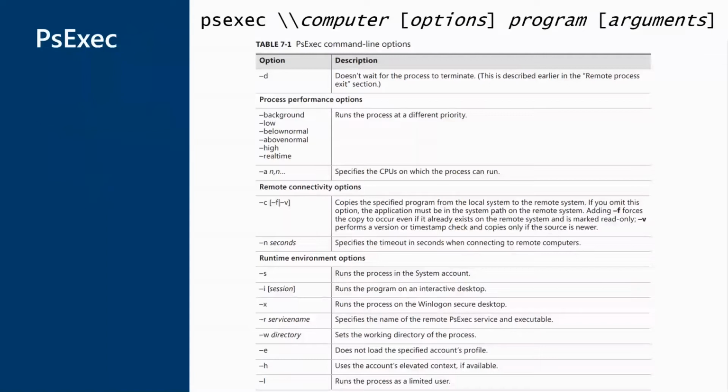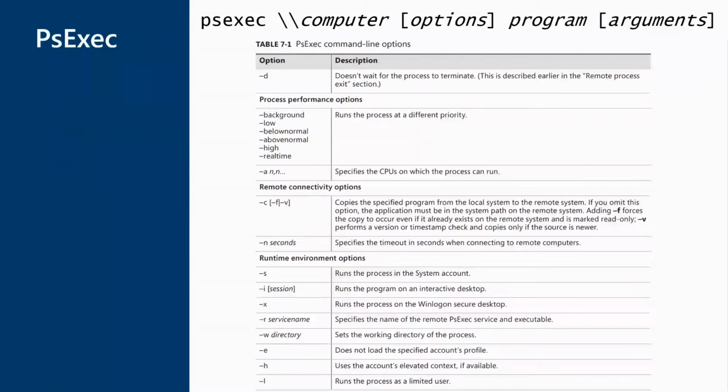With PsExec, you can specify the remote computer. That's optional. You can operate on the local computer as well. Some of the best options, some of the favorite options are -S to run a process in the system account, -I to run something interactively. I'll demonstrate that. To run the WinLogon desktop, that's a fun one. I'll show you that. Very few real use cases for it, but it's fun. So we'll definitely do that here.